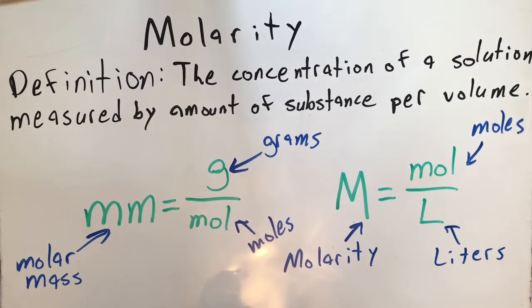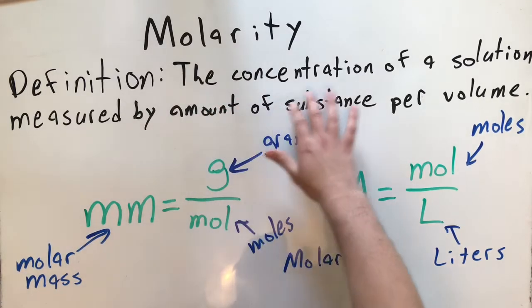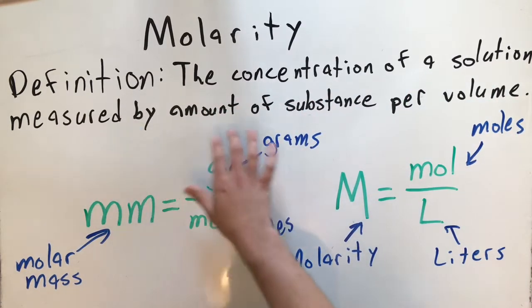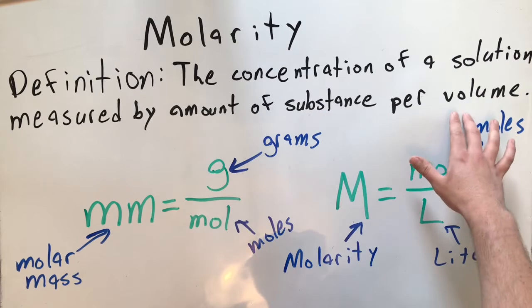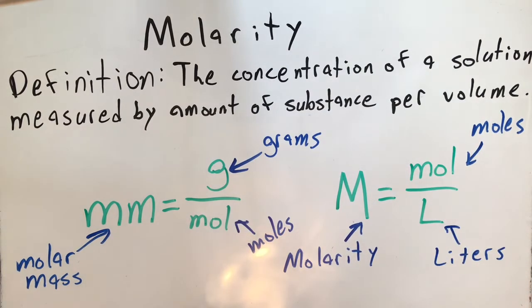So when we think about molarity, the definition that I would give you for molarity is it's the concentration of a solution measured by the amount of substance per volume. So when I'm talking about this type of concentration, I'm talking about how much of something is in the solution. A solution is just a liquid that is a mixture. It's got some things that are dissolved inside of it, like salt water, for example.